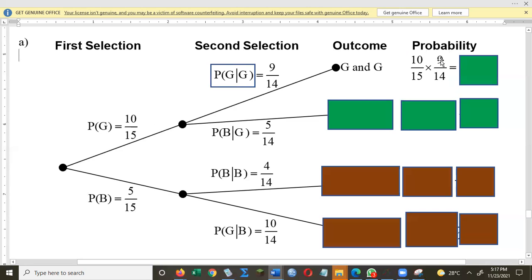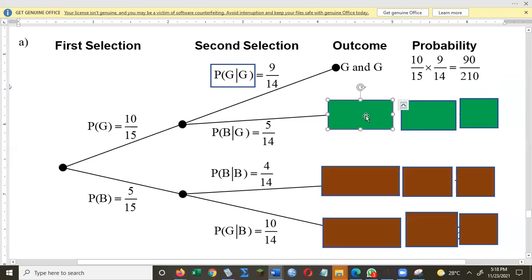10/15 times 9/14. That's the probability of getting a green and a green. Or you can say a green, then a green. A green in the first, then a green in the second. Getting 2 greens. What is the probability of that happening? You multiply. And here's the answer.